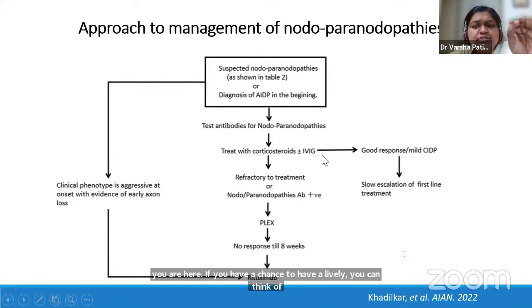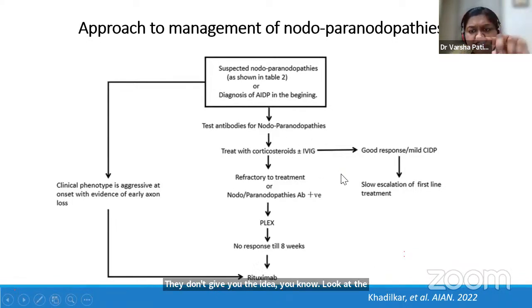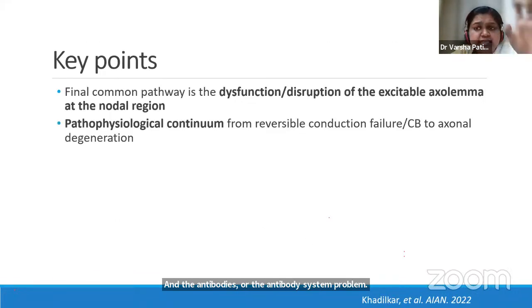So give them corticosteroids with IVIG. Look at the response. If the corticosteroids or the IVIG is working, go slow on the escalation. If they are refractory, like our child, and the antibodies come positive, go straight to plex. If there's no response with that, then go straight to rituximab. So it's a very good result.